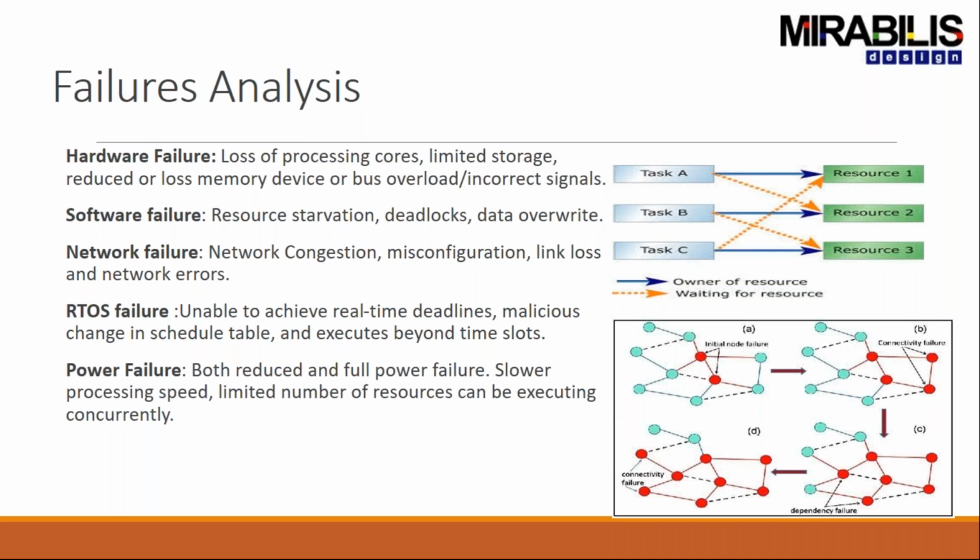So the RTOS failure is when the task takes more time to execute than its execution time. In that case, the task is unable to achieve the real-time deadline, which is very important in automotive, where real-time data is needed. So these are the basic failures that can happen in this section.